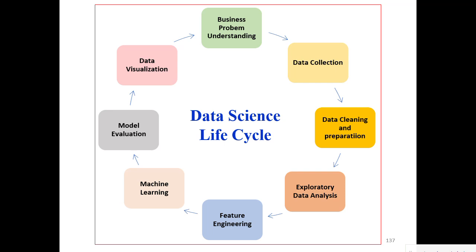So there are eight steps of the data science life cycle: business problem understanding, data collection, and data cleaning and preparation. We eliminate noisy data, redundant data and dirty data by applying binning, box plots and other filters for cleaning the data. Then exploratory data analysis is where we choose classification, clustering, association rule mining, outlier detection and recommender engines according to user requirements.